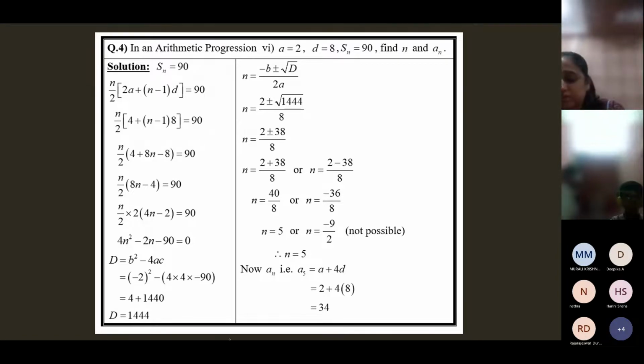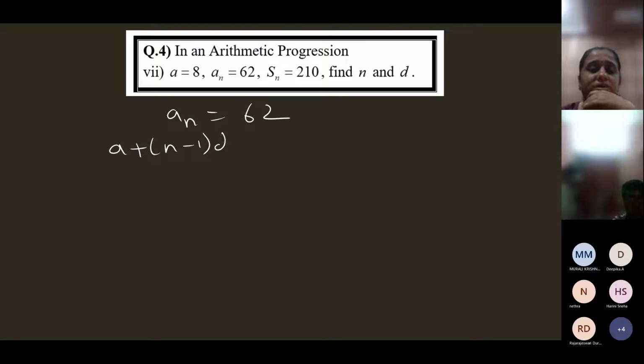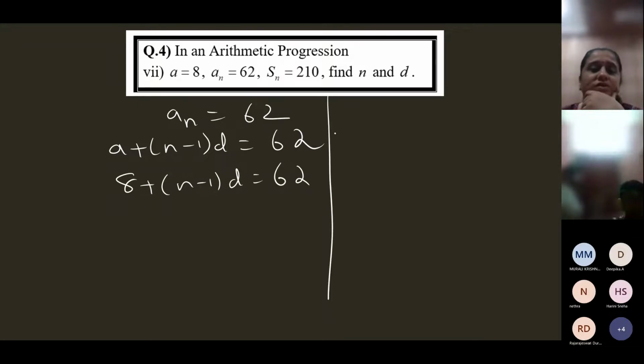Right, let's go to the next one. Now in this an formula, an is equal to 62. What is an? a plus n minus 1 into d is equal to 62. You know a is 8. So 8 plus n minus 1 into d is equal to 62. That's all we can do with the first one.